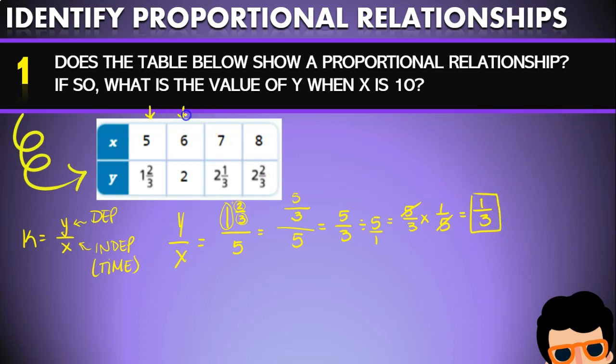Let's try the second column. So y divided by x: 2, which is y, divided by 6, which is x. When we simplify, we can divide this one by 2 and it's going to give us 1, and this one divided by 2 is going to be 3, meaning that the second value for k is also 1/3. So that's 2 out of 4. Let's try the third one.